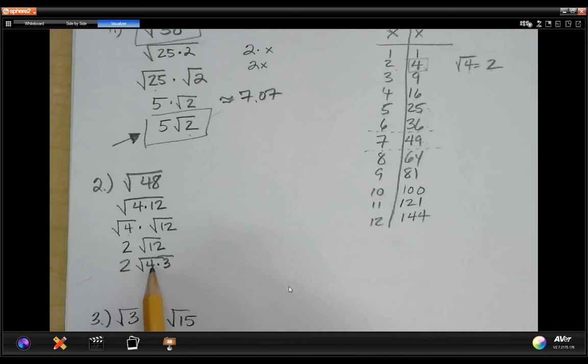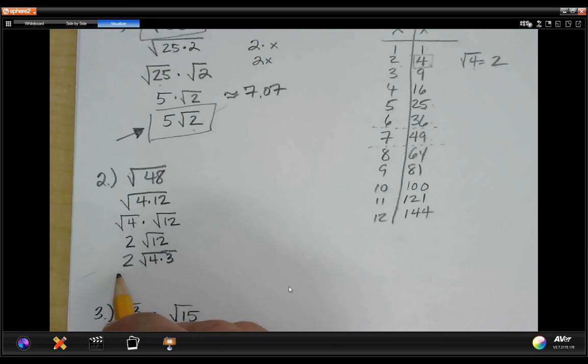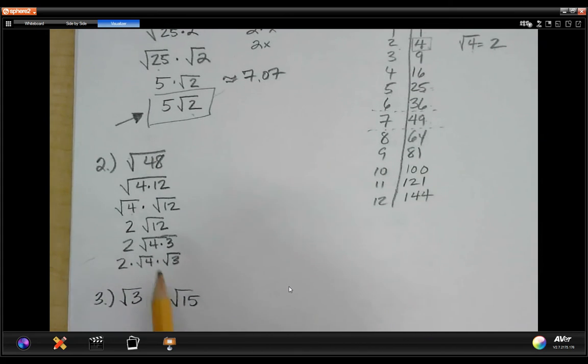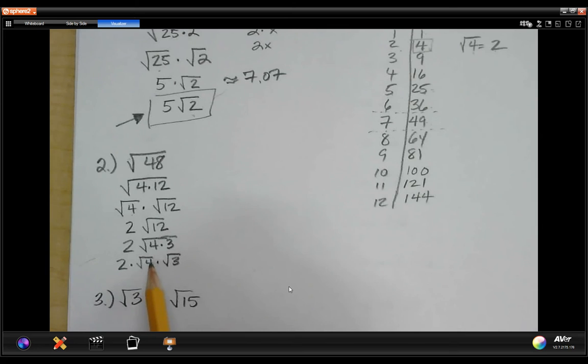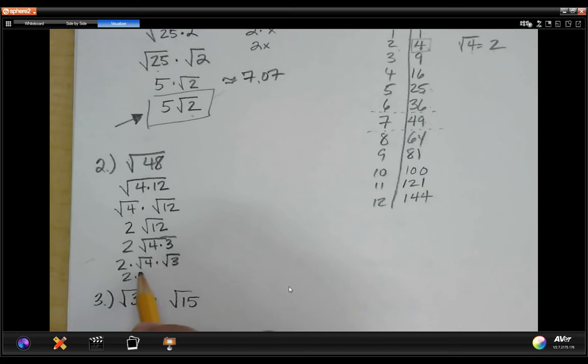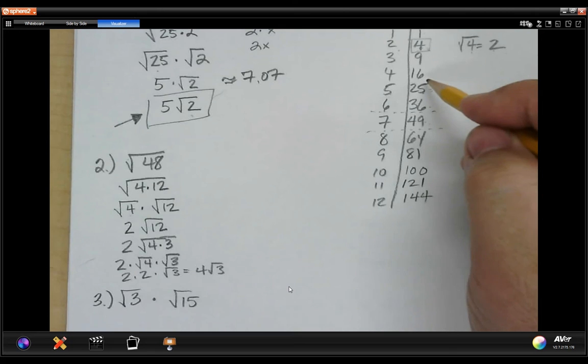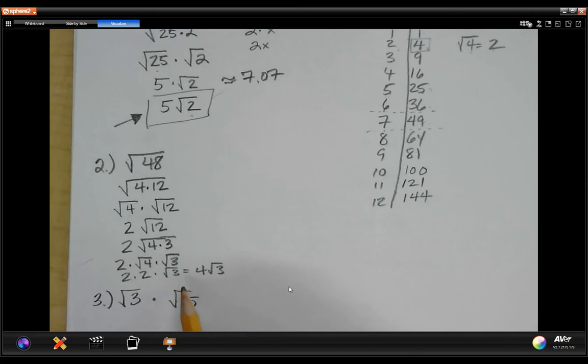And now the square root of 4. Remember, there's multiplication between all this stuff, right? So now I've got 2 times the square root of 4 times the square root of 3. And the square root of 4 is 2. 2 times 2 times the square root of 3, which equals 4 radical 3, because 2 times 2 is 4. And the square root of 3 we can't really do anything with, because we look at our list. Now that's a whole lot of work.